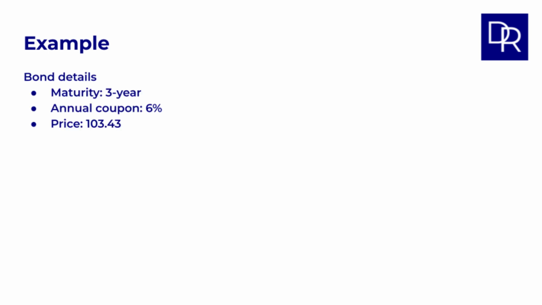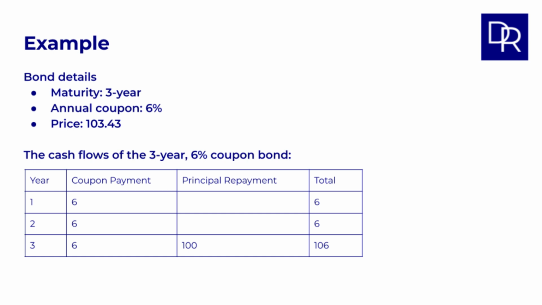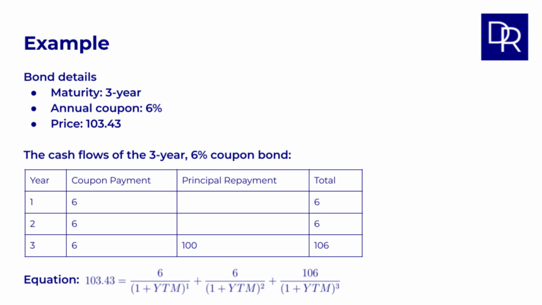Now, to keep things consistent, we're going to continue with the same example we used in the previous lesson. A bond with a 3-year maturity, an annual coupon of 6%, and a price of 103.43. As a reminder, the bond's cash flows are a coupon payment of 6 in year 1, again 6 in year 2, and 106, coupon plus principal, in year 3. So, we want to find the yield to maturity of the bond. As we said, this is the single rate that, if we use it to discount all the cash flows, we get the market price of 103.43.